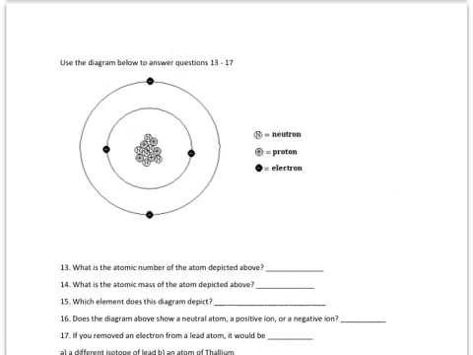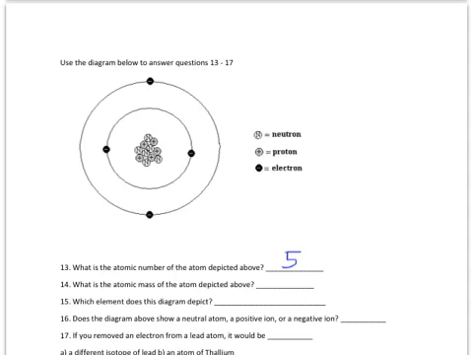What is the atomic number of the atom depicted above? Well, the atomic number is the number of protons. So let's see, we have 1, 2, 3, 4, 5 protons here, so it's atom number 5. The number of electrons and the number of neutrons are not what the atomic number is, just the number of protons.